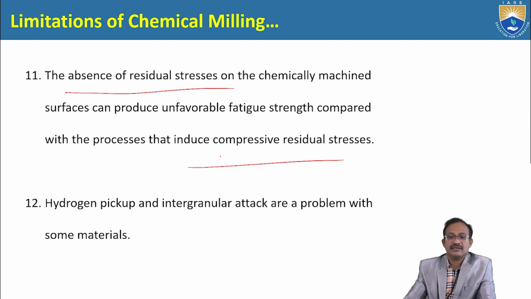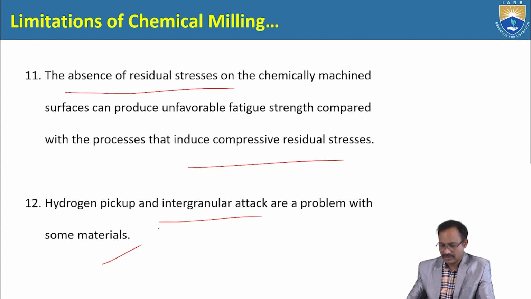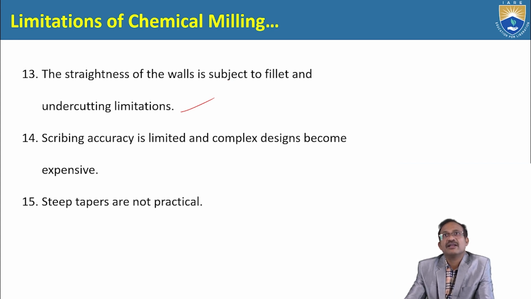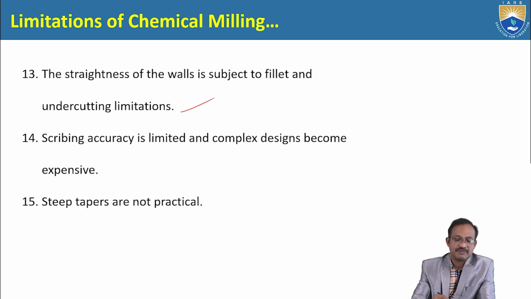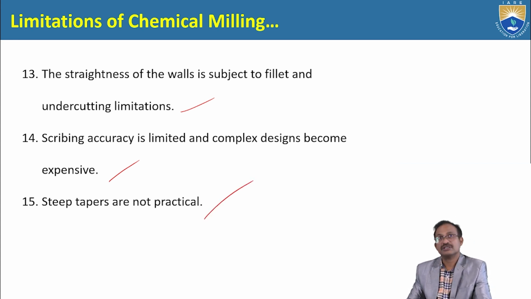Hydrogen pickup and intergranular attack are a problem with some materials. The straightness of the walls is subject to fillet and undercutting limitations. Scribing accuracy is limited and complex designs become expensive. And steep tapers are not practical. Okay, this is the limitation of the chemical process.